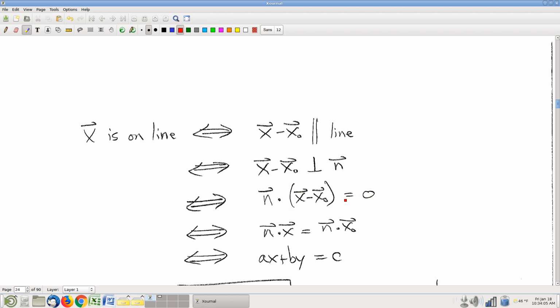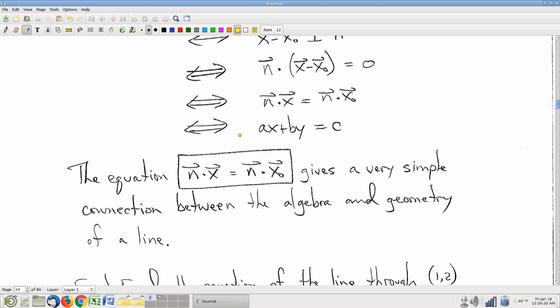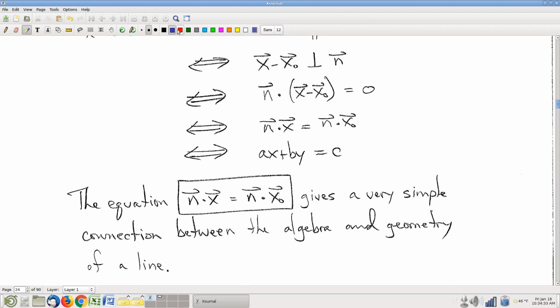And now I'm just going to rewrite things. Distributive property, move one term to the other side of the equation. Nothing happened there, really. And now let's not forget this n vector. N has coordinates a and b. X has coordinates x and y. So n dot x, n is (a, b), x is (x, y), so there's what the dot product looks like.